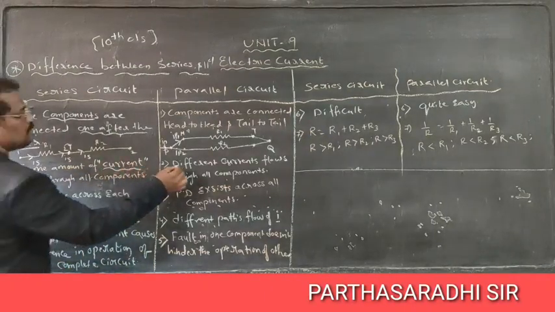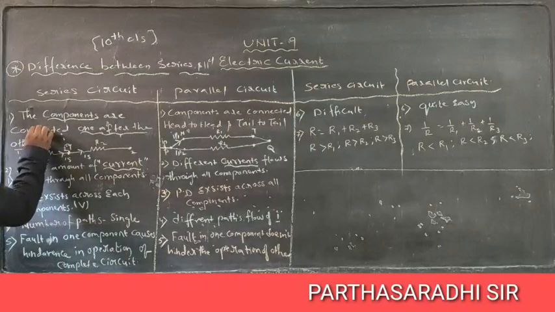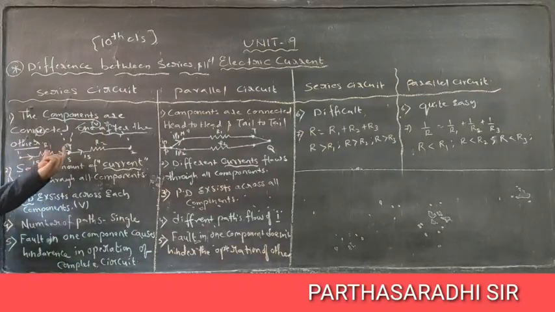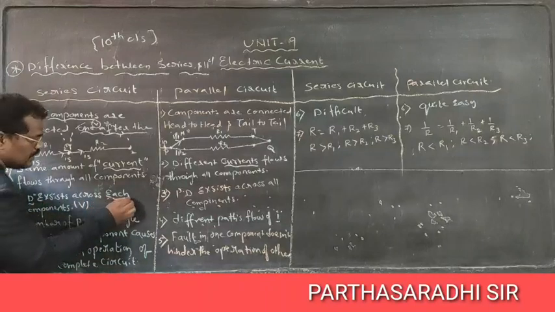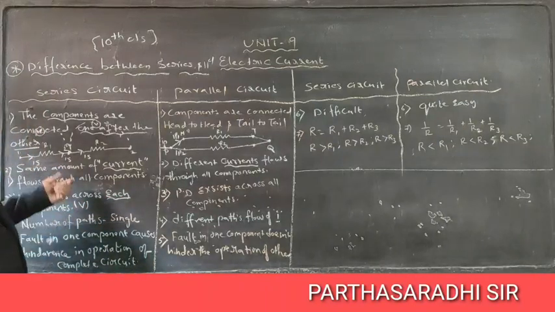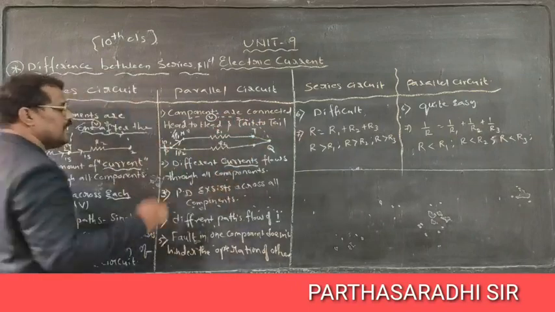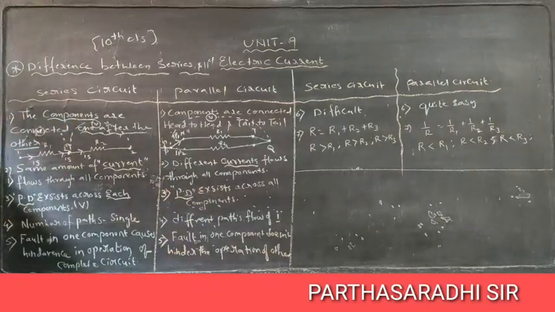Second point is based upon current. Third point is based upon what? Potential difference, that is V. In a series connection, for each component there must be an individual measurement of potential difference, so we have to keep a voltmeter across each one. Whereas in parallel, only one potential difference is connected across the various components. That is the third point regarding potential difference.